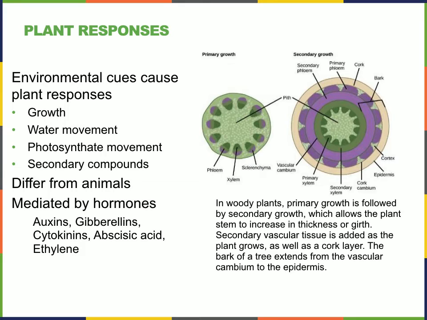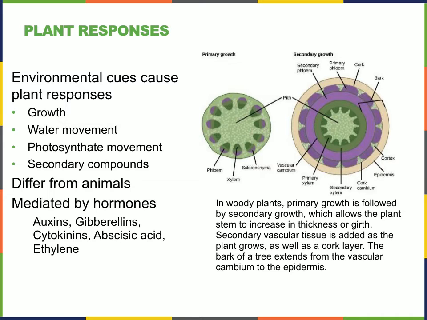Here we're talking really about plant responses to the environmental cues around them. Plants' responses are usually in the form of growth, to direct growth or increase growth or decrease growth. They may affect the movement of water or the movement of things that are made by photosynthesis in the leaves, like sugars, starches, and things like that, or the production of secondary compounds, additional molecules that are not needed for photosynthesis or water movement.